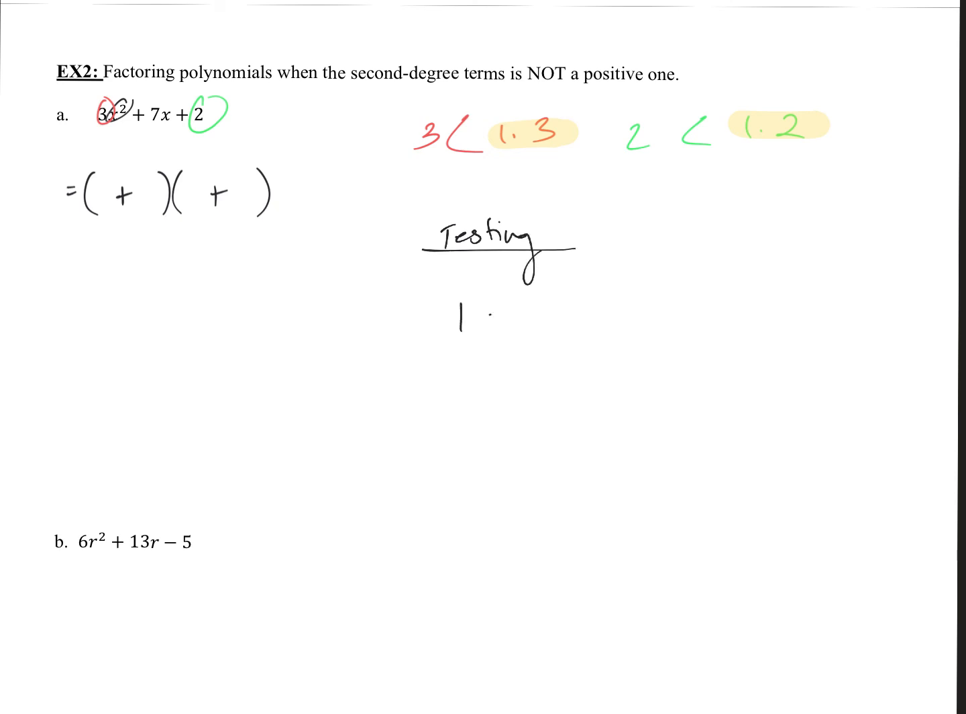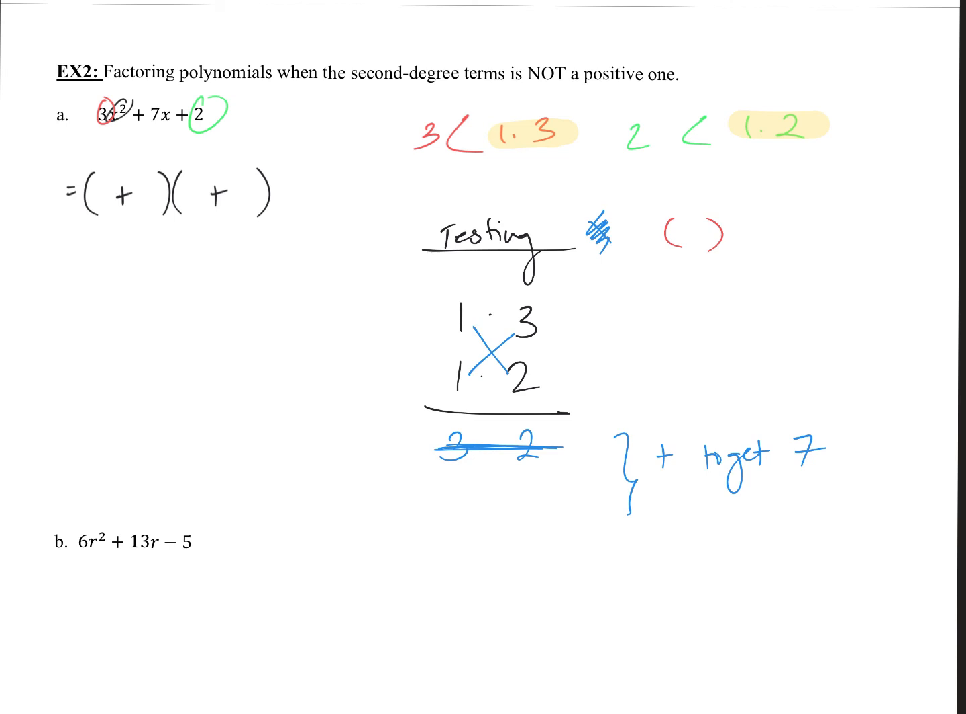Okay, so we'll go ahead and put the 1 and the 3 and the 1 and the 2. Now we have two ways to test. We can do crossways, or we can do top and bottom. Let's test crossways. So if I test crossways, that'll be 1 times 3, which is 3, and 2 times 1, which is 2. Now what am I trying to find? I want to be able to add the products, add to get 7. Can 3 and 2 equal 7? No, that doesn't work.